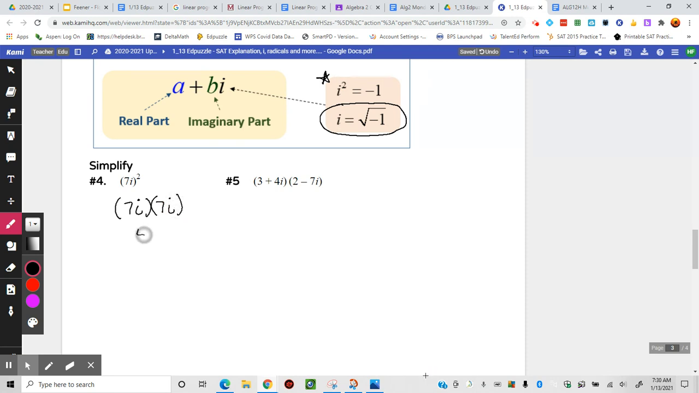and you get 49i squared, which is lovely. But i squared is -1. So this is 49 times -1. And when you simplify it, you would get -49.